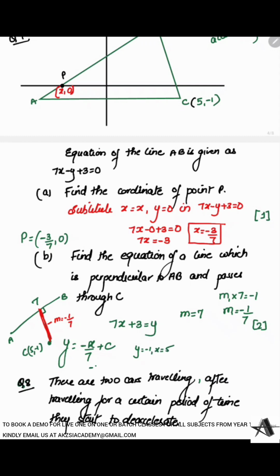So negative 1 equals negative 5 over 7 plus c, and c equals, bringing it here, negative 1 plus 5 over 7, which is negative 2 over 7. Final equation of the line: you have calculated c, you have calculated m, so y equals negative x over 7 minus 2 over 7. I know it's a little bit messy.